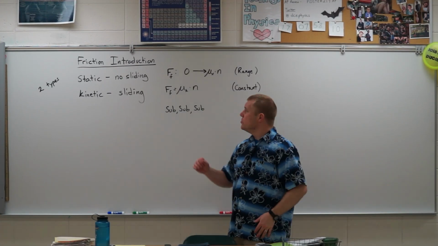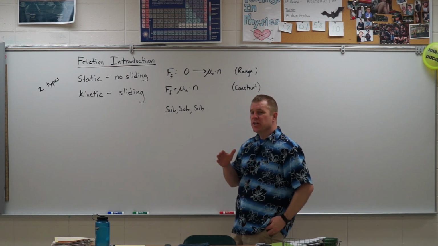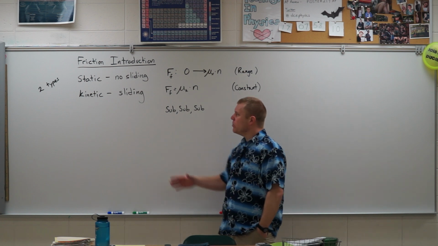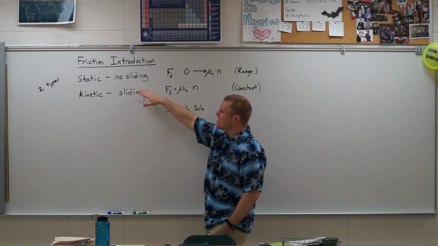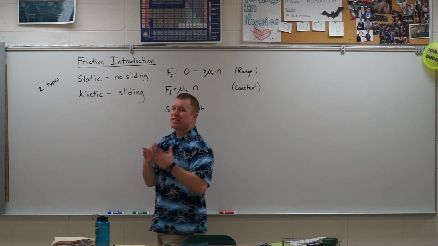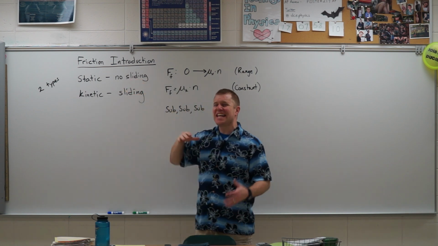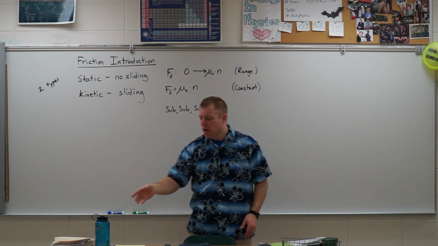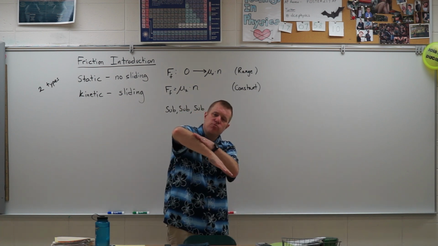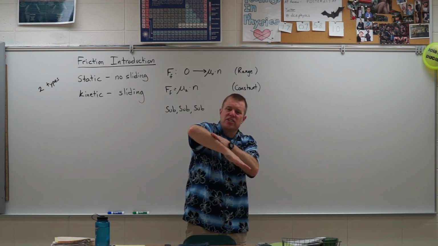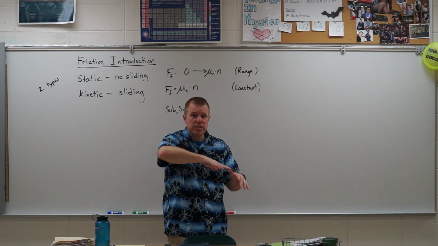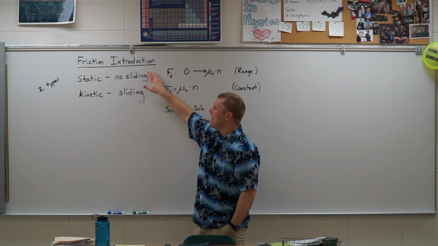Okay, let's introduce friction. So friction is going to be that force that resists sliding. We're going to break it into two types. There's a static situation where it's resisting the sliding, but there is no sliding yet. This would be if you put something on an incline and it doesn't slide down, so it just sits there. Friction is opposing it from sliding down, because if there wasn't friction, it would slide down. So that would be a static situation.